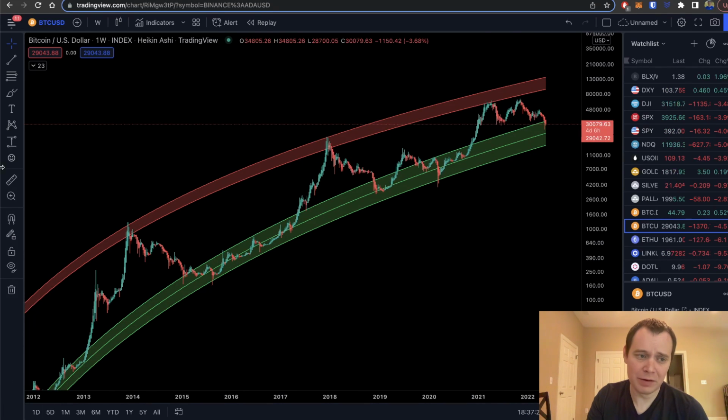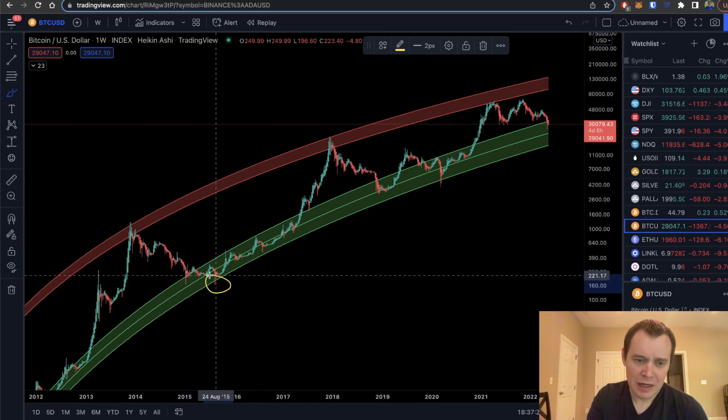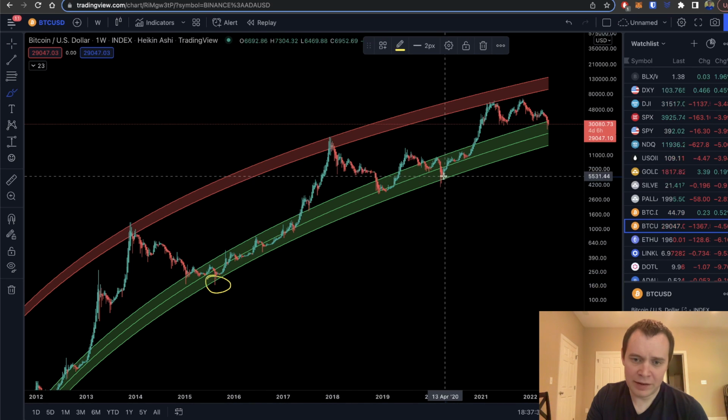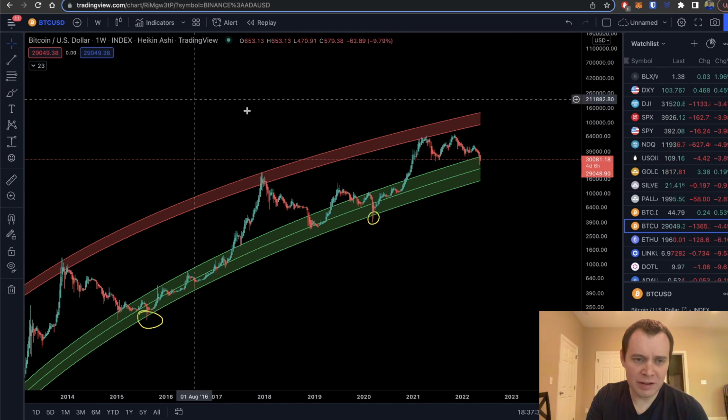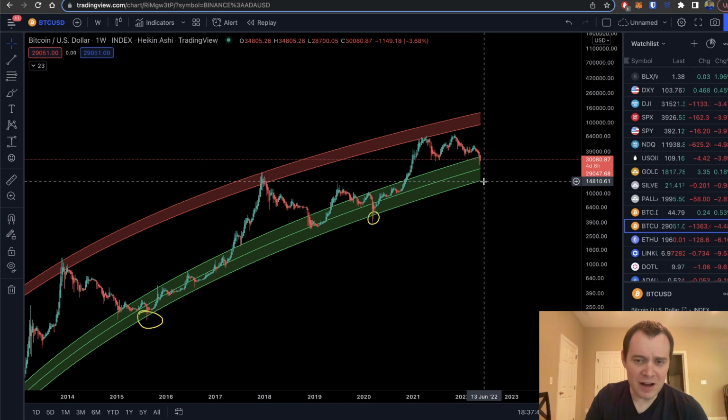We've gone below the regression band a couple of times, right? Look, in 2015, we had a brief wick below it, and then in 2020, we had a brief wick below it. Okay, so the bottom part of this regression band down here is currently corresponding to $15,000. So my argument is that if the regression band allows for it, there's no reason to assume that it can't happen, right? There's no reason to assume that it can't happen.